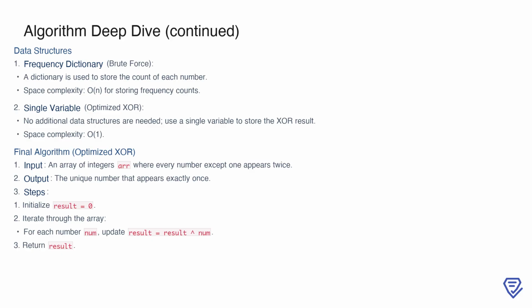Given an input array of integers where every number except one appears twice, our task is to find the unique number. We start by initializing a variable, result, to 0. Then, we iterate through the array, updating result by XORing it with each number. Once the iteration is complete, result will contain the unique number, which we then return.